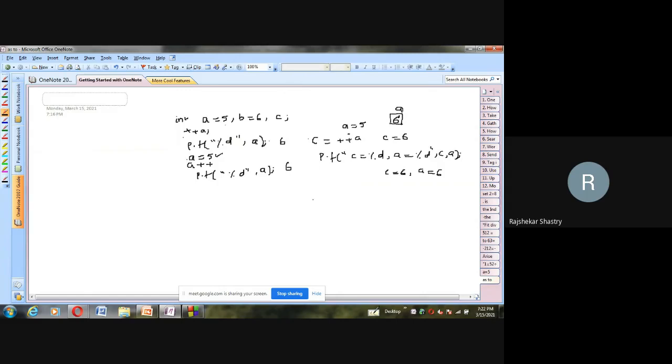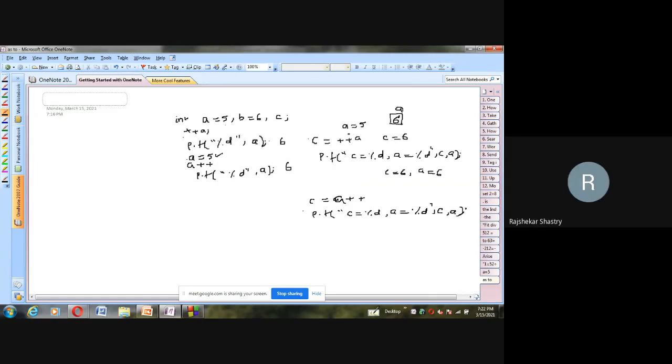Similarly, if I use c is equal to a plus plus, again if I try to print the values of c and a, can anybody tell me this time what is the value of c and a?